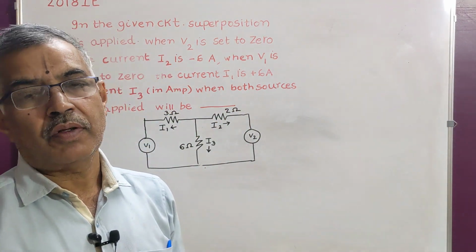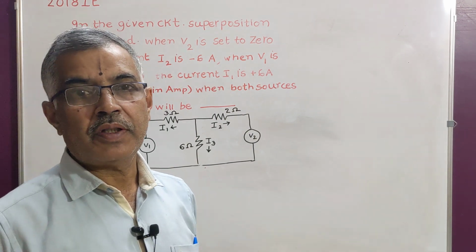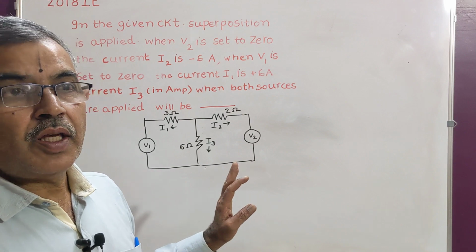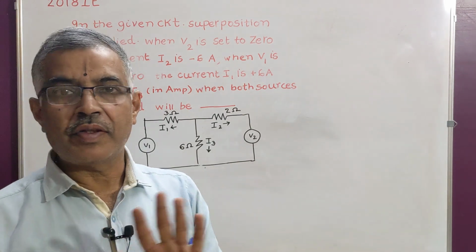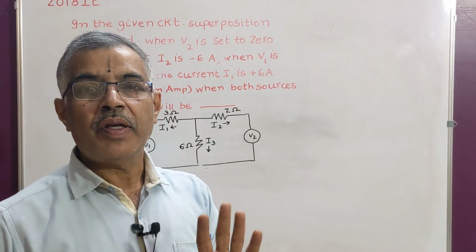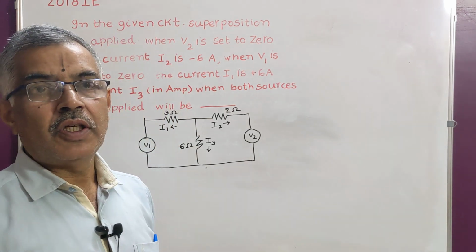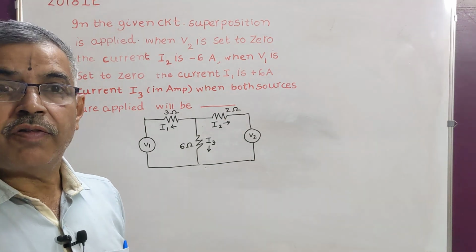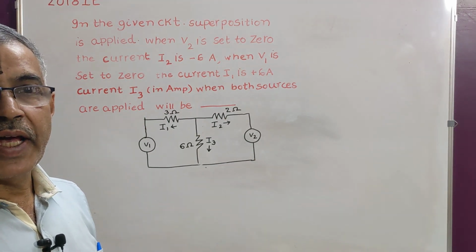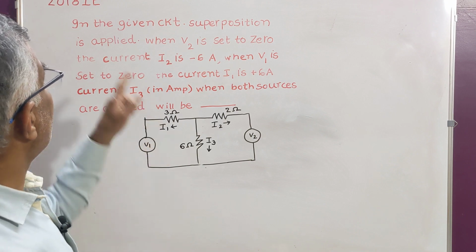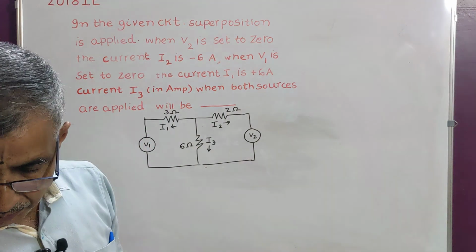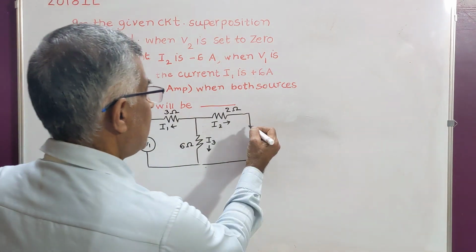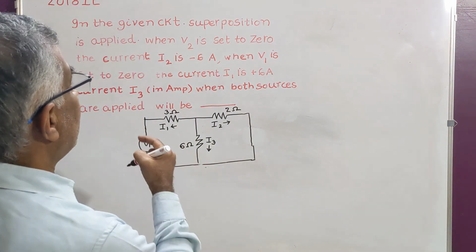Especially in this problem, students have to be very cautious about the directions of current, because in this problem the polarity for voltage sources is not marked. Therefore, we have to be very careful. Otherwise, a mistake will be committed. So take care of the directions. Now first, V2 is set to 0 and V1.